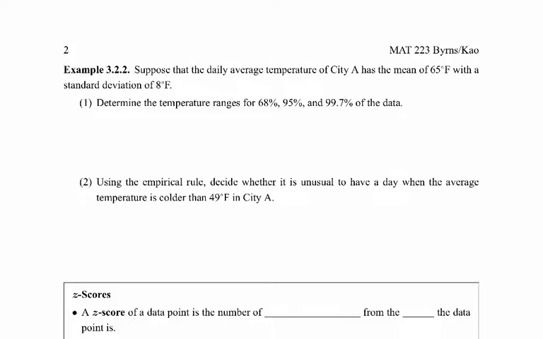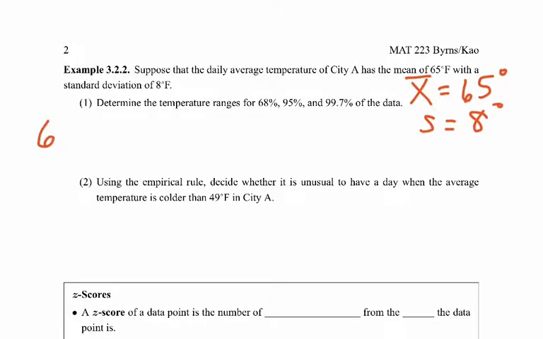Suppose that the daily average temperature of city A has a mean of 65 degrees Fahrenheit with a standard deviation of 8 degrees. When I approach a problem like this, I like to write those down using the correct notation. So I'm going to jot that down. X bar is going to be, since we're looking at daily average temperatures for a city, the mean temperature, 65 degrees, and lowercase s, standard deviation, is 8 degrees. Determine the temperature ranges for 68, 95, and 99.7% of the data.